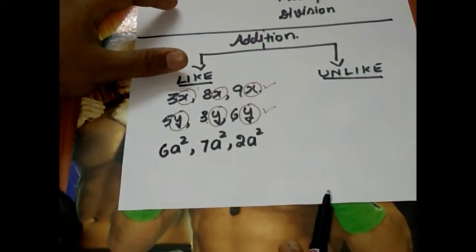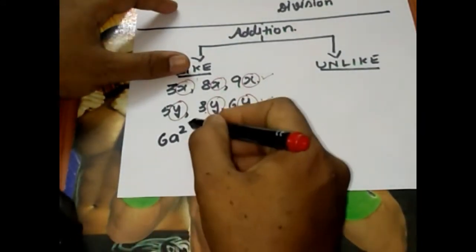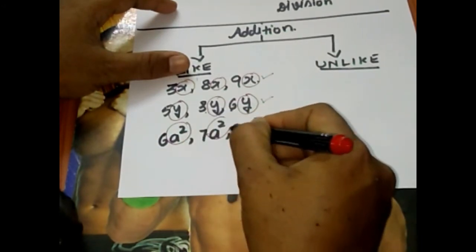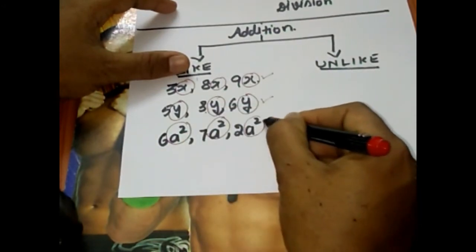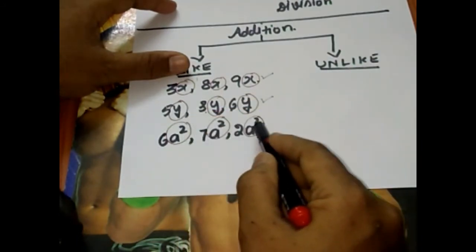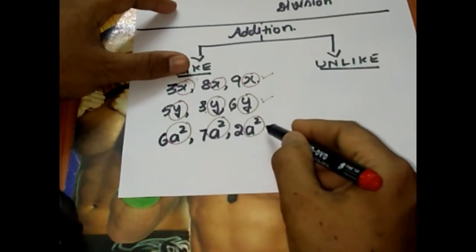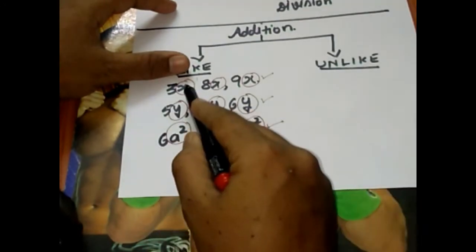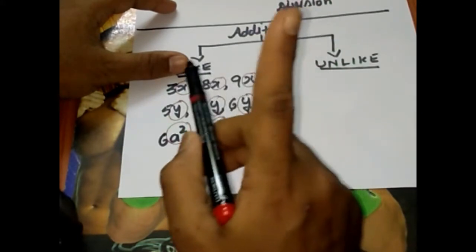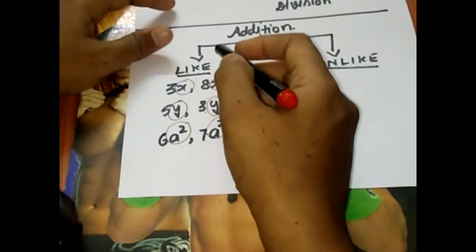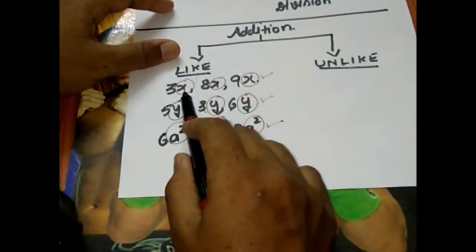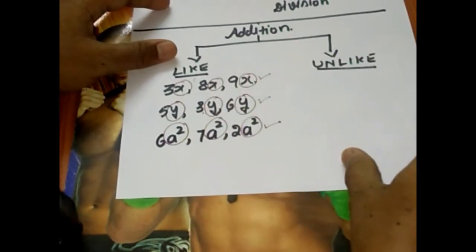In the similar way, just observe the third example, which are the algebraic coefficients: a square, a square, a square. Not only the term, even its powers should be same, then only we can call them as like terms. In the first two examples, there are no powers. It indicates the power as 1. So to call any terms as like terms, the algebraic coefficients along with its power should be same.